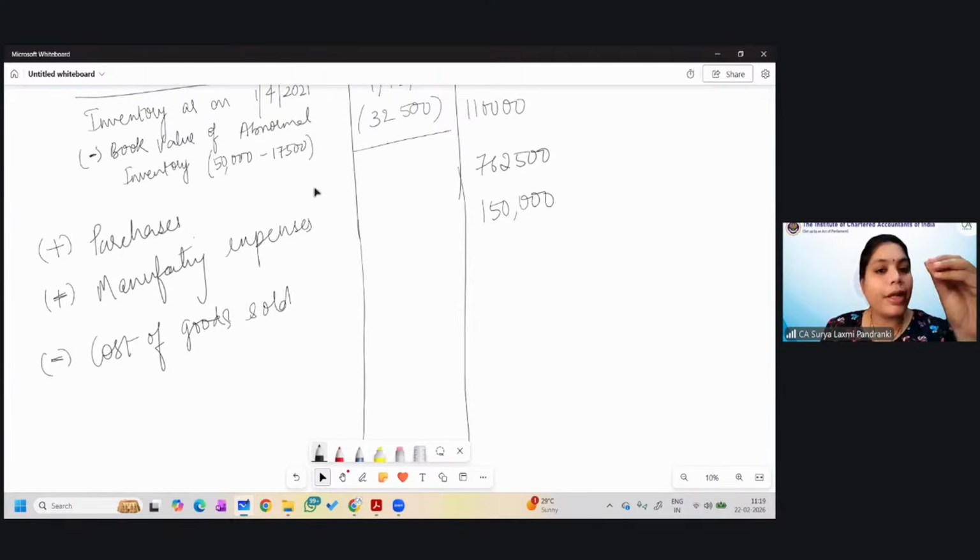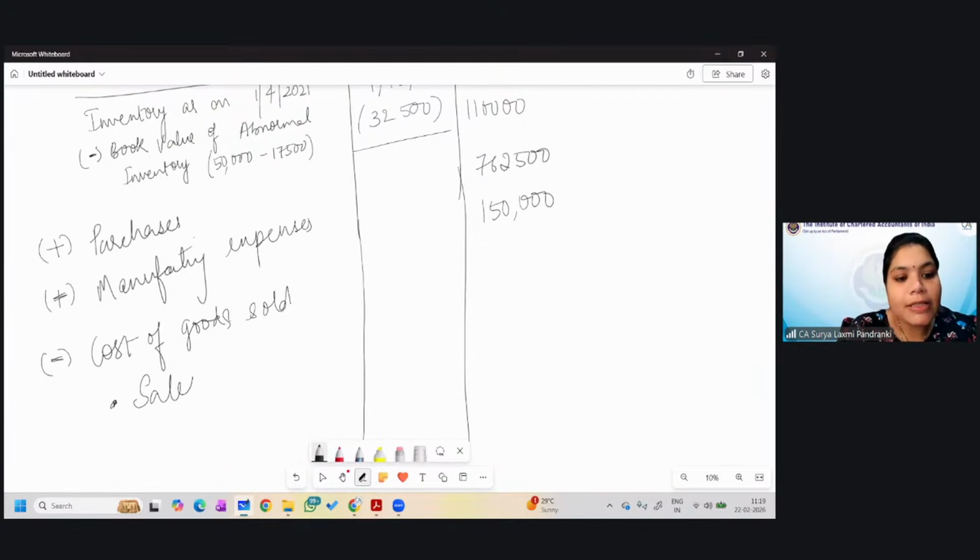It can't sit in your trading account or in the direct production expenditure. Because it is an abnormal item, it has to go to your P&L statement. Anything which is abnormal has to go to your P&L statement. It can't be included in calculating your gross profit. That is why we are removing it. I hope I'm clear. So for cost of goods sold, you have sales value given.